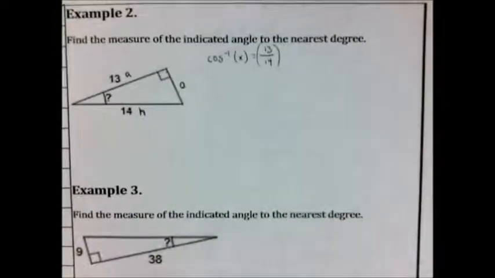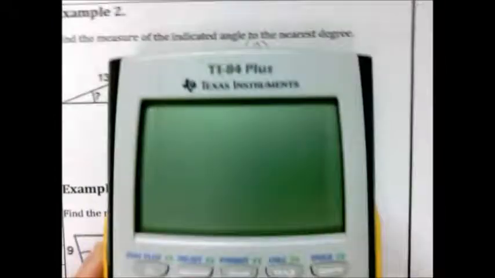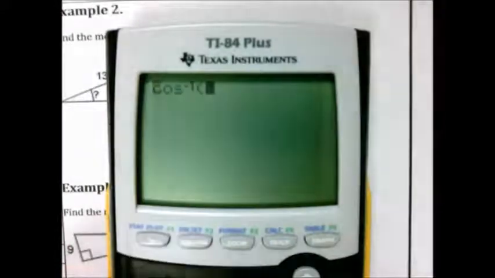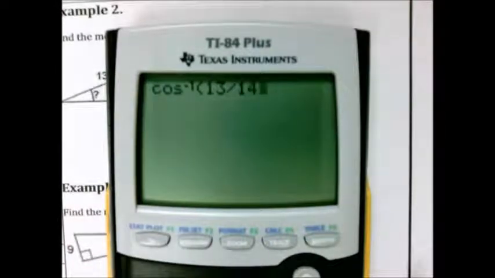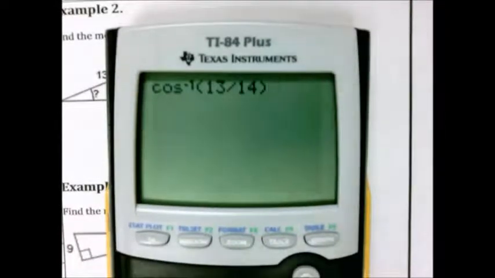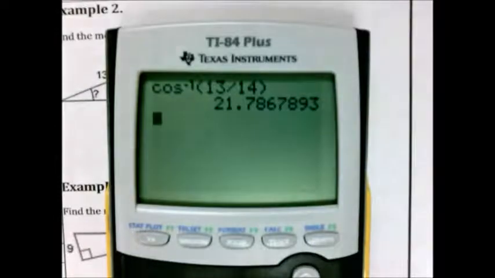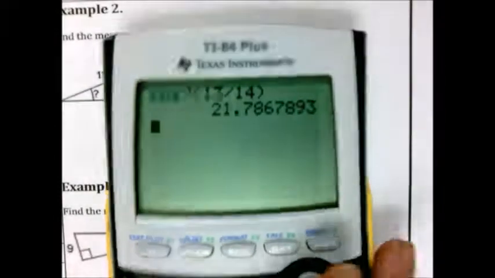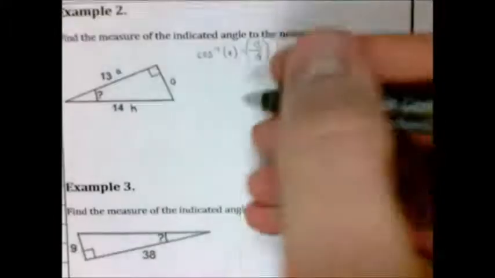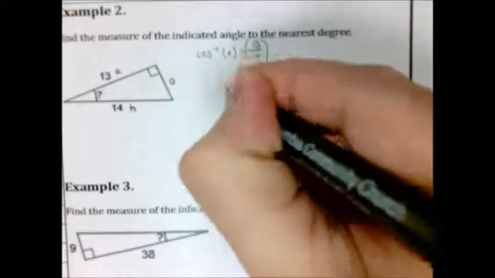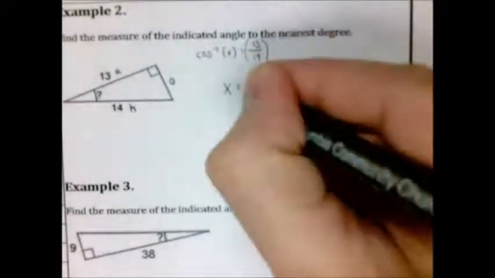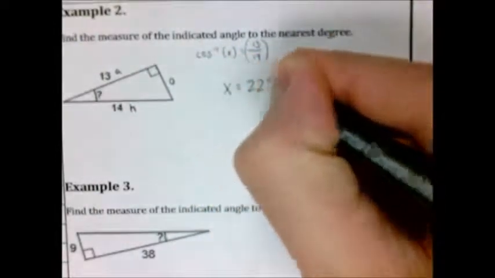Now this is just solving. We go to our calculator and press the inverse cosine of 13 divided by 14. That's the same as a fraction. Press enter, and we get 21.786. But remember, we're supposed to round to the nearest degree, which means we round up to 22. Therefore, our angle in question, which you can just leave as x, is equal to 22 degrees.